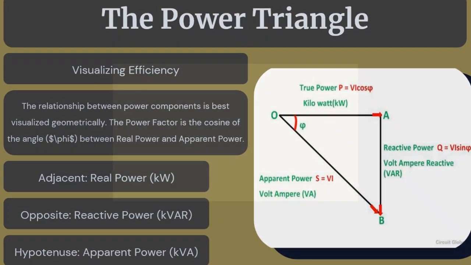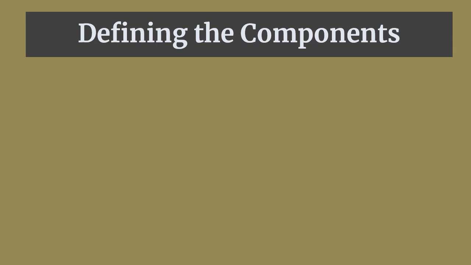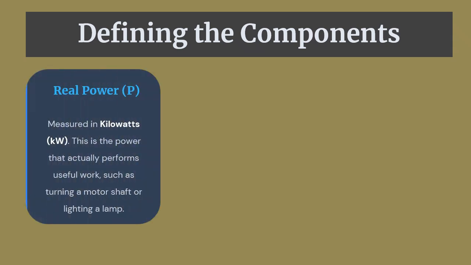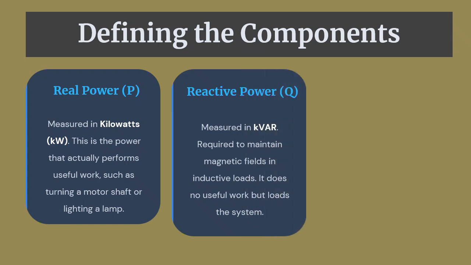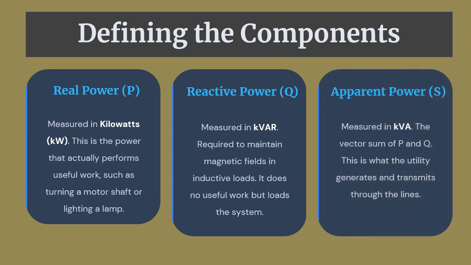Defining the components. Let's define those three vectors. First, real power, or P, measured in kilowatts. This is what turns your motor shafts and lights your lamps. Second, reactive power, or Q, measured in kVAr. This is the power required to magnetize inductive loads. It does no work but occupies system capacity. Finally, apparent power, or S, measured in kVA. This is the vector sum of the two, representing the total burden on the supply infrastructure.